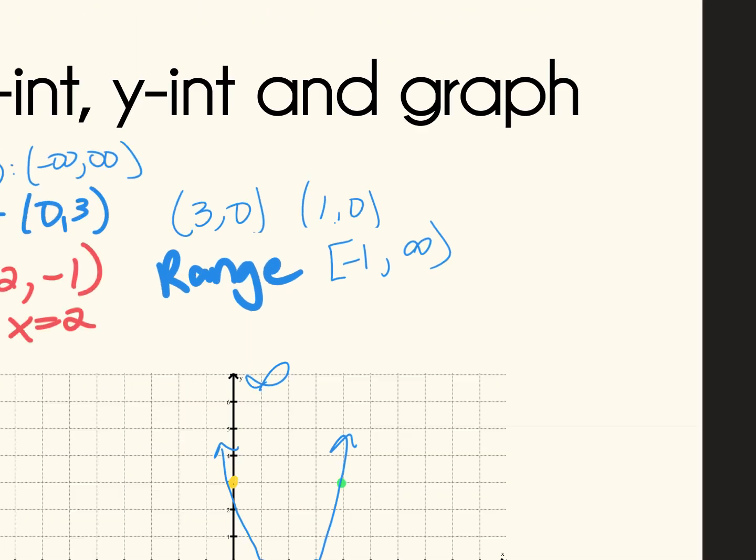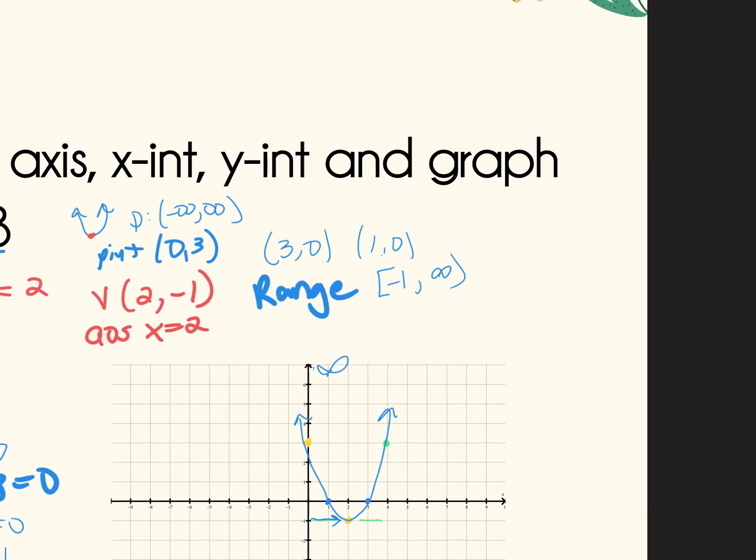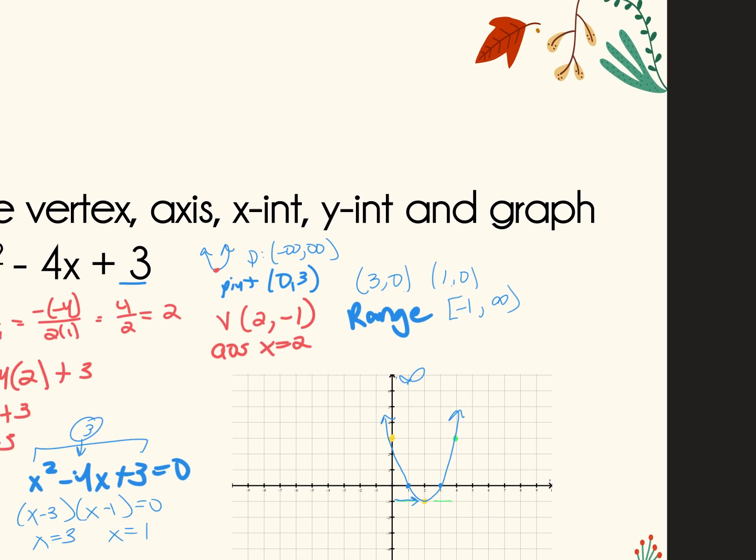If you have a positive parabola, your range is always going to be from the y part of the vertex to infinity. If you have a negative parabola, it's going to be negative infinity to the y part of the vertex. All right, good job, good job.